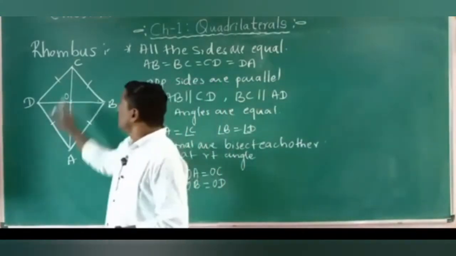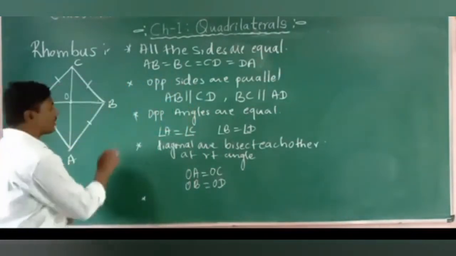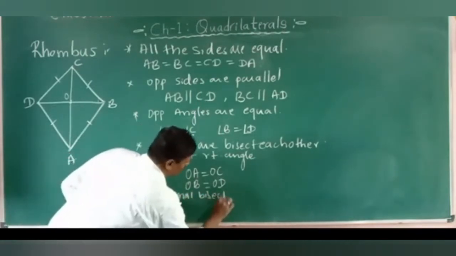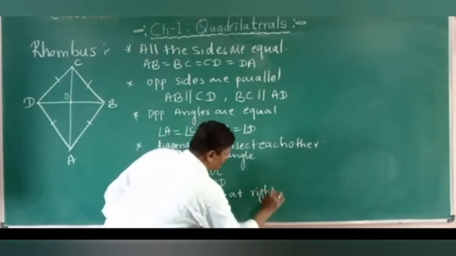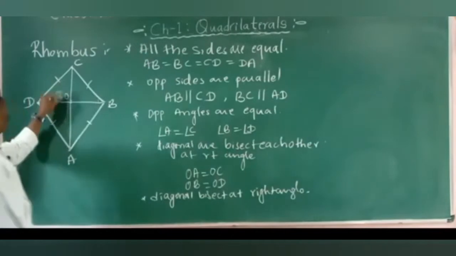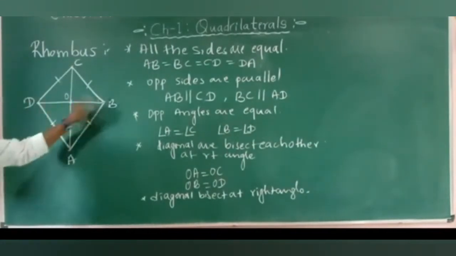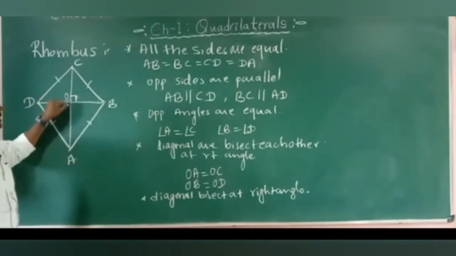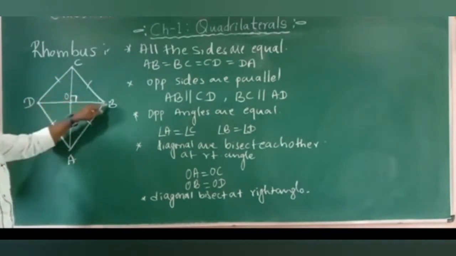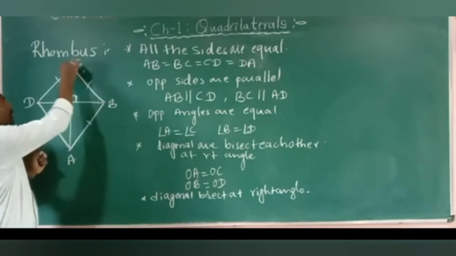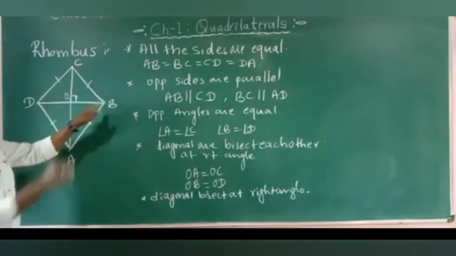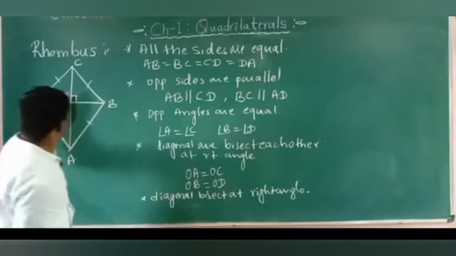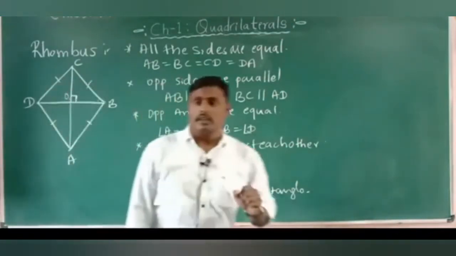Next one, the two diagonals of the rhombus bisect at right angle. For example, here AC and BD are the two diagonals. When these two diagonals intersect at right angles, it forms perpendiculars. The line segment CO is perpendicular to BD, and AO is perpendicular to the same diagonal BD. So the diagonals intersect perpendicularly, at right angle.